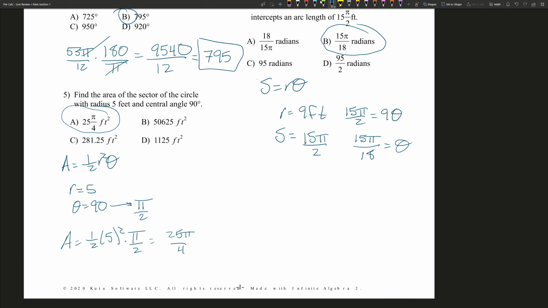There are different ways to do it, and they're really all the same, but all you're doing is solving for theta. So 15 pi over 2 is equal to 9 theta. We have to get theta by itself, so we can either multiply by 1/9 or divide by 9.